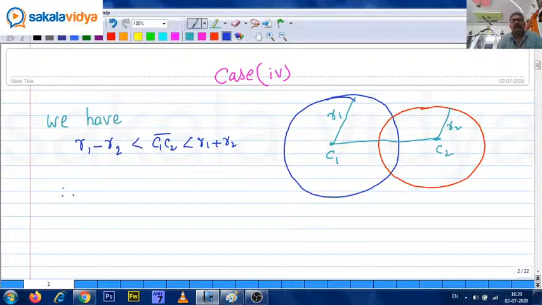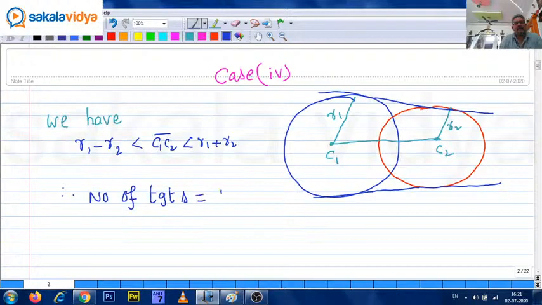Then see here, one direct common tangent, another direct common tangent. No transverse common tangent. So the number of tangents that can be drawn is equal to 2. Therefore, the number of direct common tangents is equal to 2. The number of transverse common tangents is equal to 0. Understood now? This is case 4.